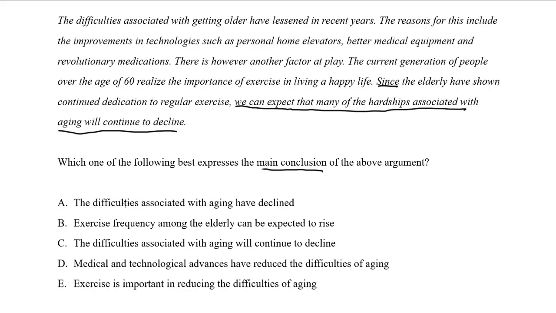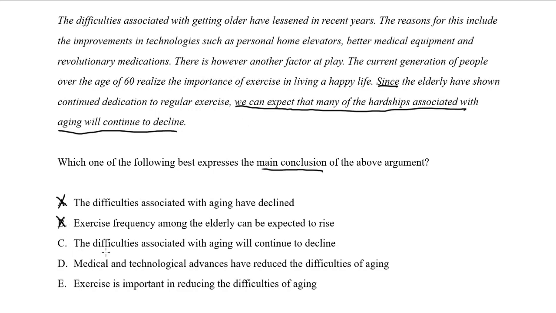A, the difficulties associated with aging have declined. No, that's this first bit here, that's not the conclusion, so it's not going to be A. B, exercise frequency among the elderly can be expected to rise. No, it's saying that the elderly have shown continued dedication to regular exercise. It's not making any predictions on exercise increasing, so no, that can't be it.